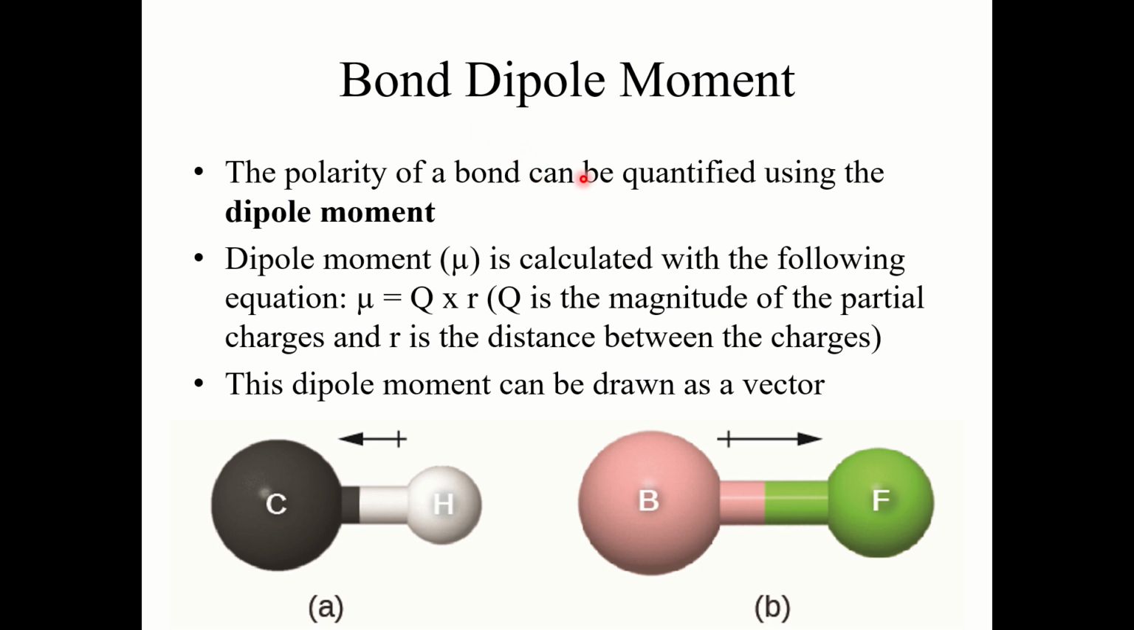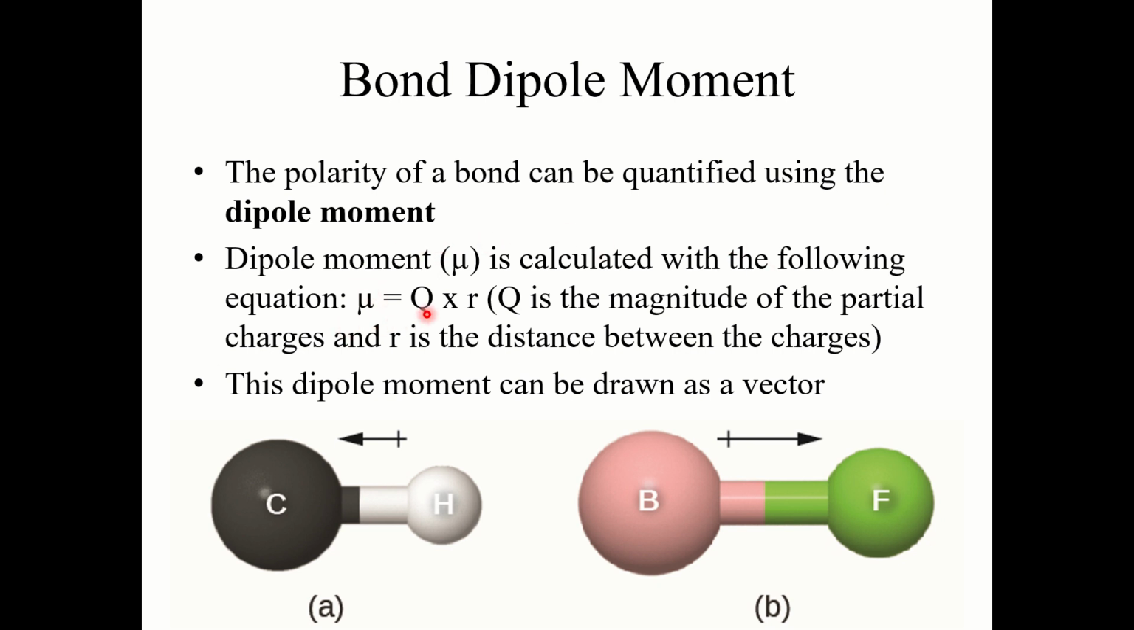Okay, bond dipole moment. Now, I'm not going to ask you to calculate these on the exam. They may pop up on the homework, so I wanted to talk about it here. The polarity of a bond can be quantified using the dipole moment. The dipole moment uses the Greek letter mu, which looks like a U with a little thing hanging off it. This is called mu, and it is calculated with the following equation.